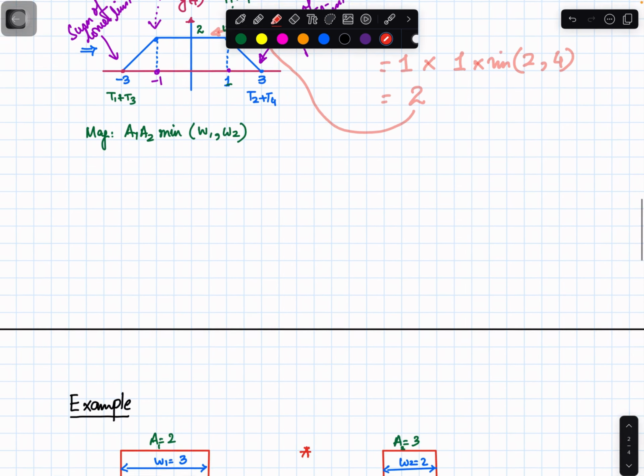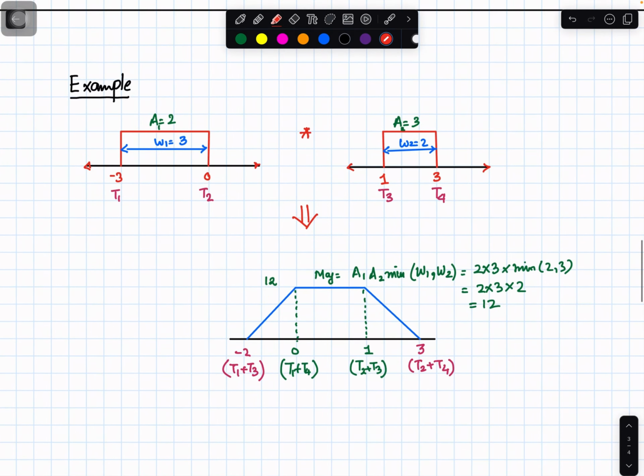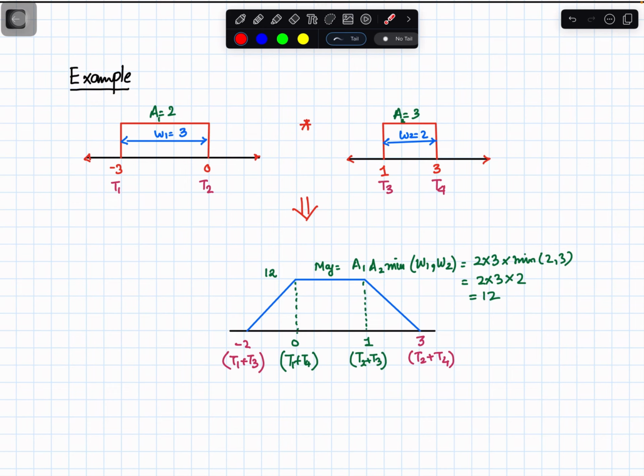Okay, now let's look at another example. So, suppose we have one rectangular function or the rectangular pulse that is starting from minus 3 and is ending at 0. Lower limit is minus 3, upper limit is 0. So, what will be the width? 0 minus minus 3, so the width will be equal to 3, and let's suppose that its magnitude is equal to 2. And we are going to convolve it with another rectangular pulse whose lower limit is 1, upper limit is 3, so its width is equal to 2, and let's suppose that its magnitude is equal to 3.